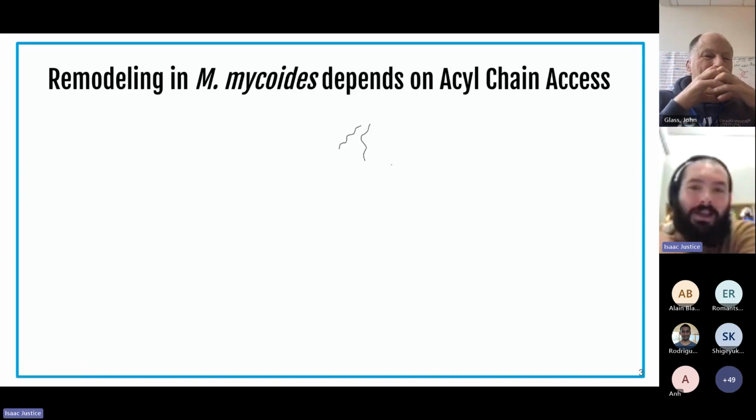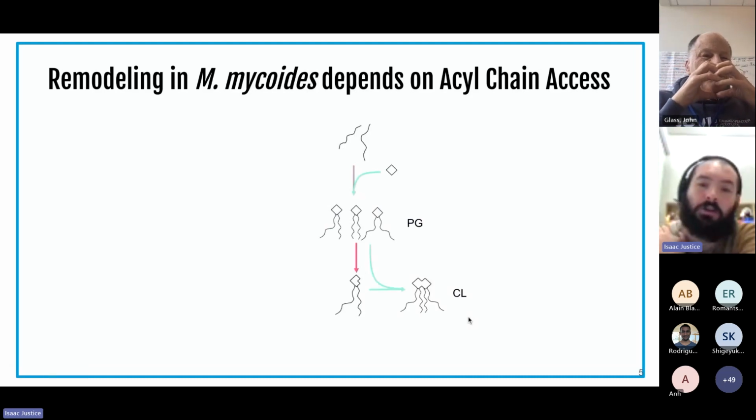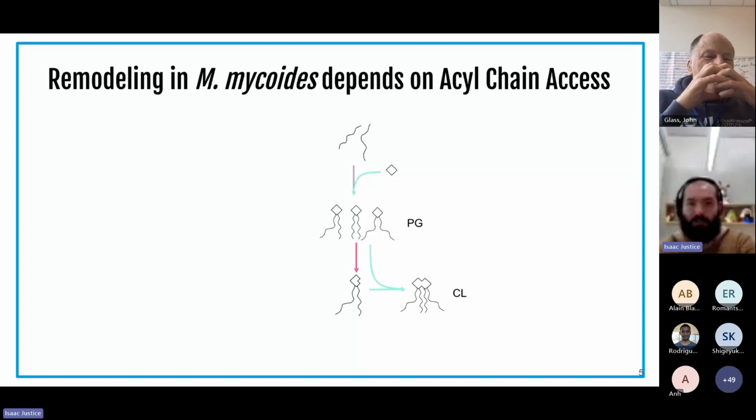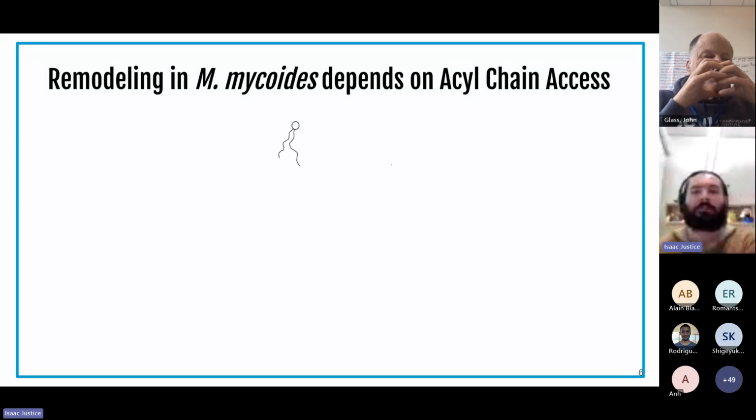When mycoplasma and Syn3 have access to acyl chains, they can synthesize the PG class of lipids, and then from there go to the cardiolipin class of lipids. So already they can get a wide diversity of lipids in their membrane just when they're fed free fatty acids. But what happens when they're not fed fatty acids? What happens when they can only scavenge phospholipids?